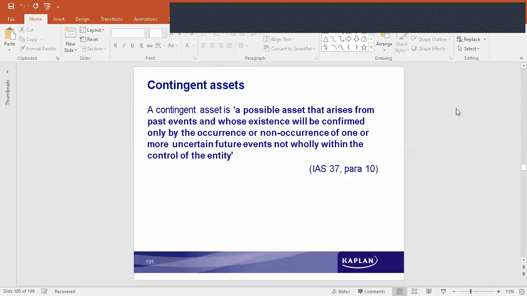So you know about contingent liabilities. What is a contingent asset? There is a possibility of a benefit that can be anticipated because of past events. That is a contingent asset.